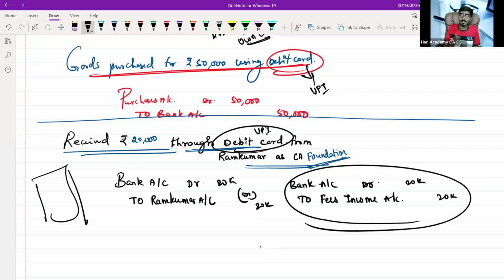Even though we received 20,000 through UPI from Ram Kumar as CA foundation fees, at that time also the journal entry remains the same: bank to fees income account, or bank to Ram Kumar account. Are you able to understand?